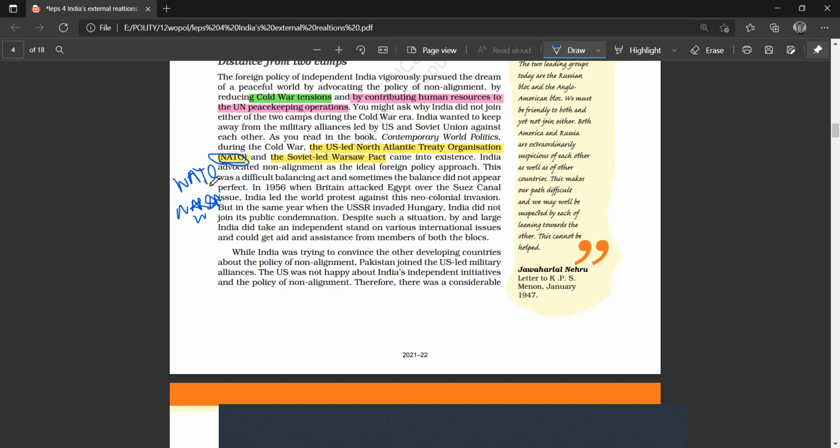Yes, please don't mind the handwriting. All right, these came into existence. India advocated non-alignment as its ideal foreign policy approach. This was a difficult balancing act, and sometimes the balance did not appear perfect.